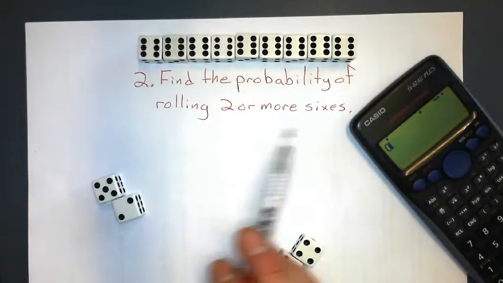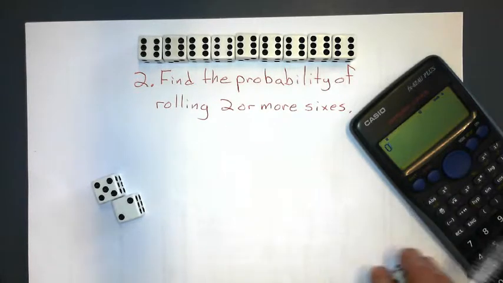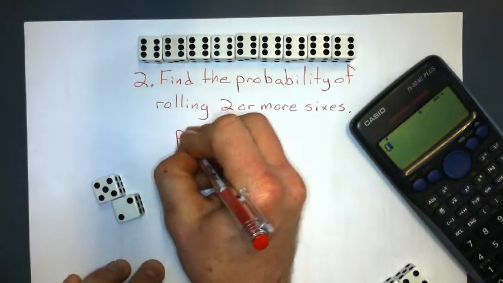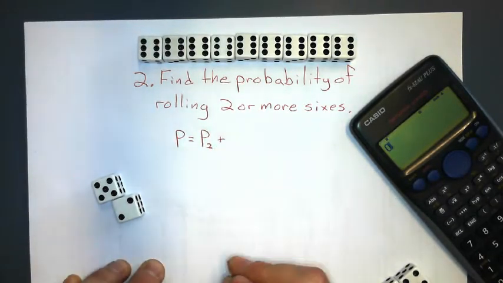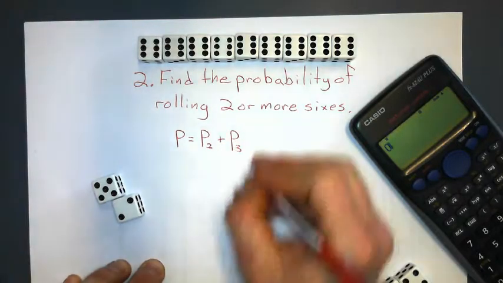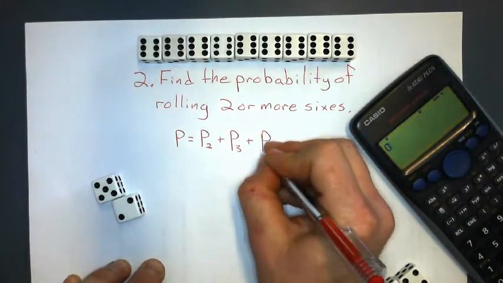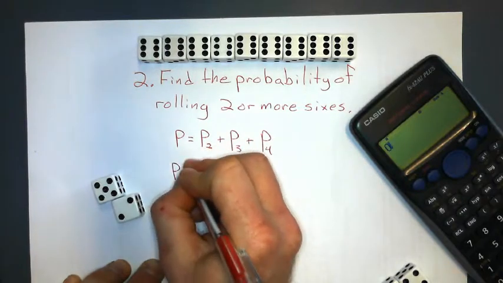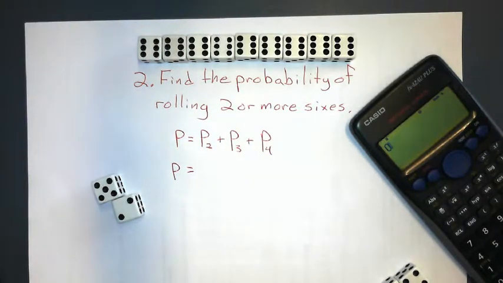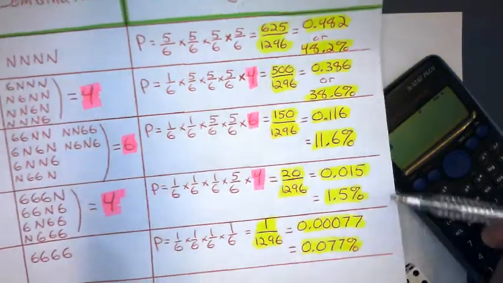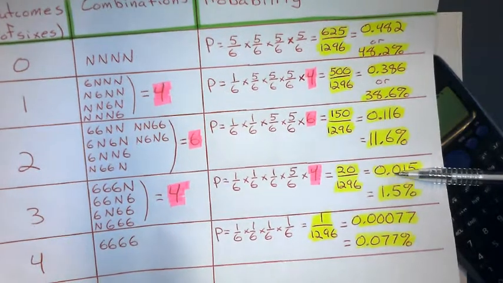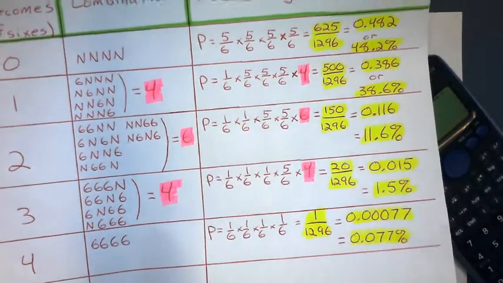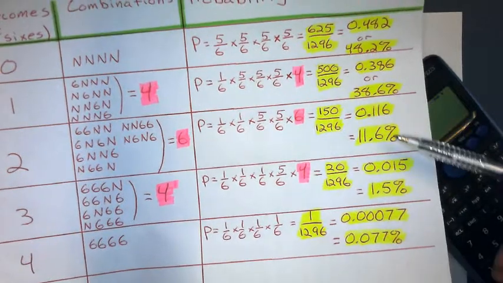Okay, next question. Suppose I want to find the probability of rolling 2 or more 6s. Well, the probability of rolling 2 or more 6s means the probability of rolling 2 sixes plus the probability of rolling 3 sixes plus the probability of rolling 4 sixes. And I've worked all this out right here. There's 1 six, there's 2 sixes, there's 3 sixes, and there's 4 sixes. So it's the sum of all of those probabilities.